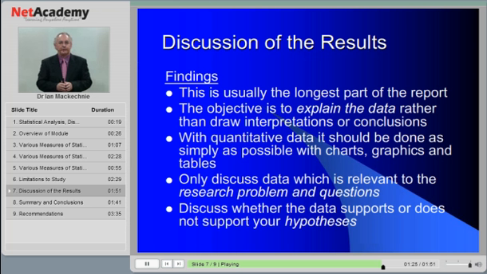And also in this section, this is the area where you discuss whether the data supports or does not support your hypothesis. So remember, the findings section is about explaining the data, not drawing interpretations, not drawing conclusions. You will have an opportunity to do that in another section.